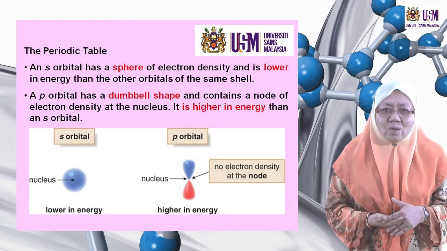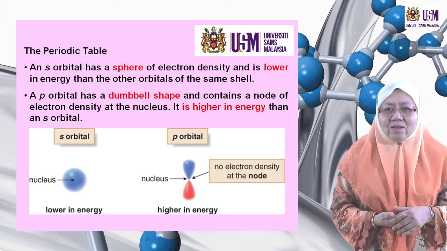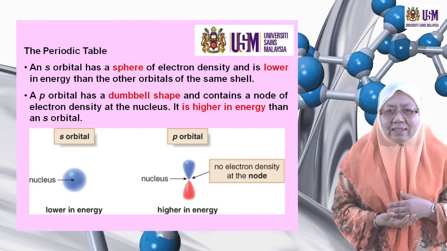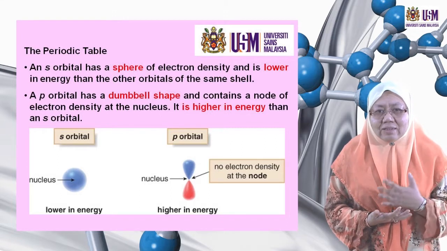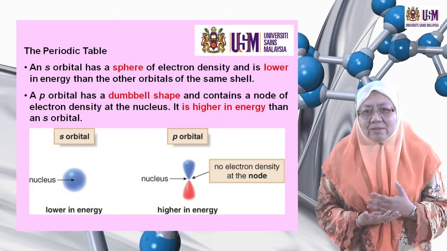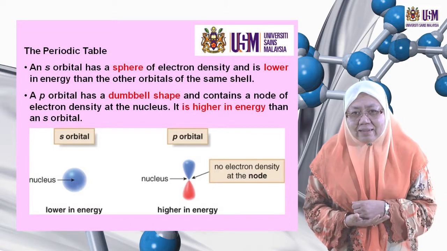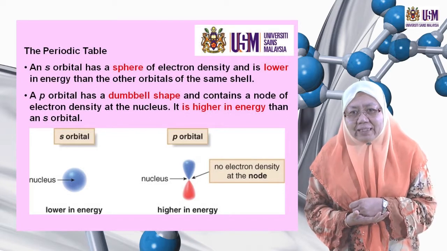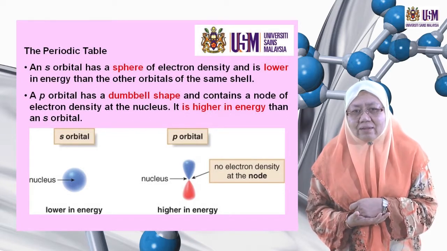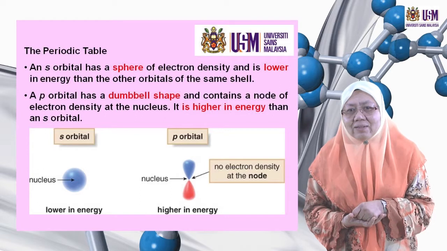An s orbital has a sphere of electron density, and it is lower in energy than the other orbitals of the same shell, that is the p orbital and also the d orbital. A p orbital, as we can see in the diagram given, is a dumbbell shape and it contains a node of electron density at the nucleus.